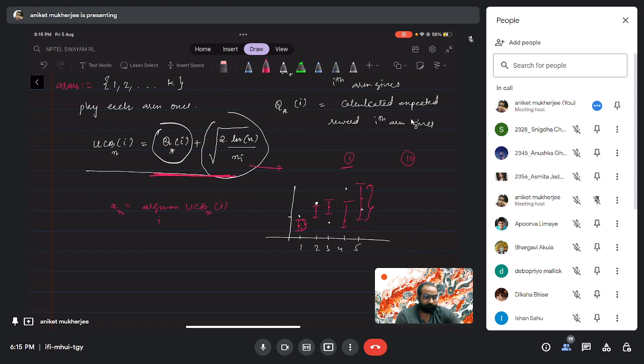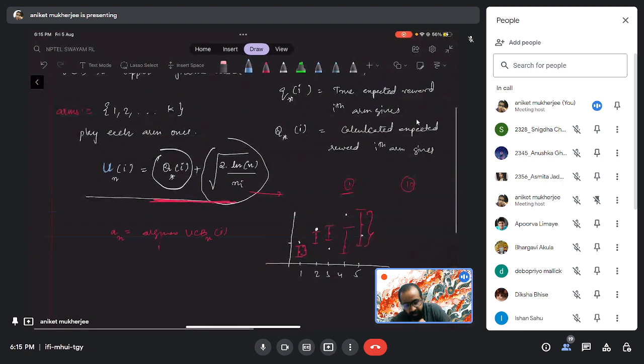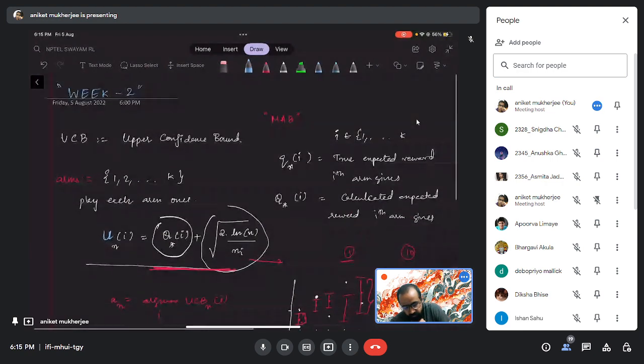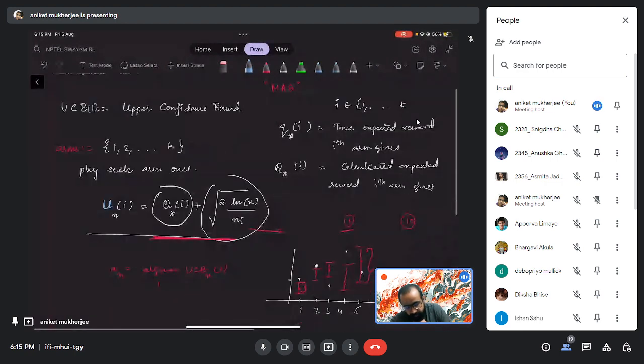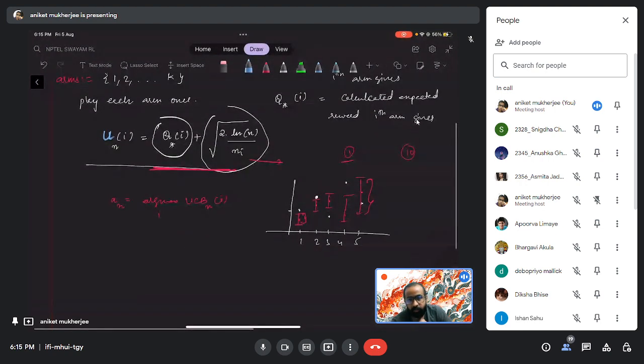Aniket, when you say UCB of i, you are essentially calculating the expected reward, right? Maybe on the left side of the board, I should name this as a function. I get the confusion, because this is UCB1. So this is a function. Yeah, I'm addressing your doubt here. Go ahead.